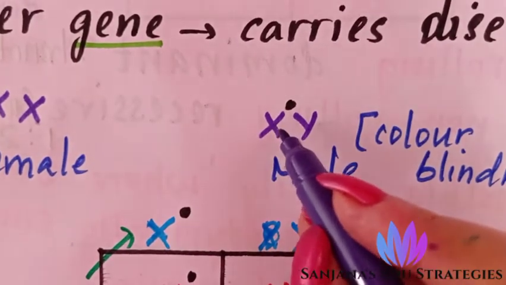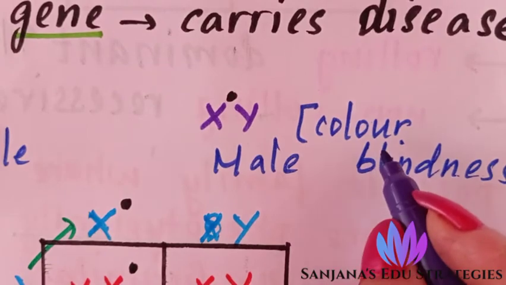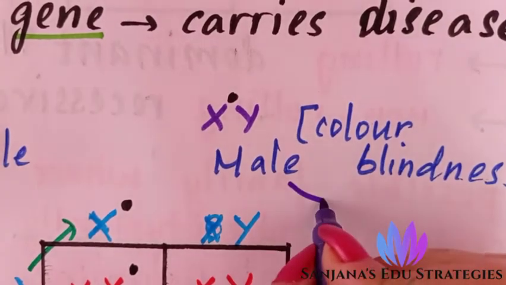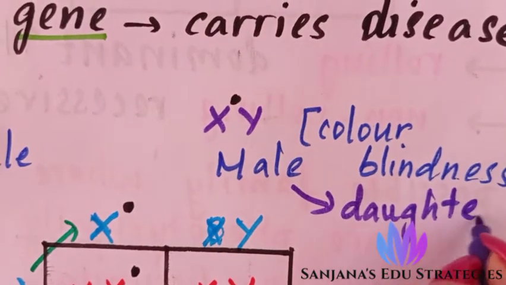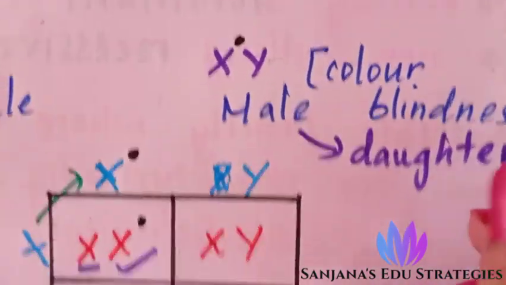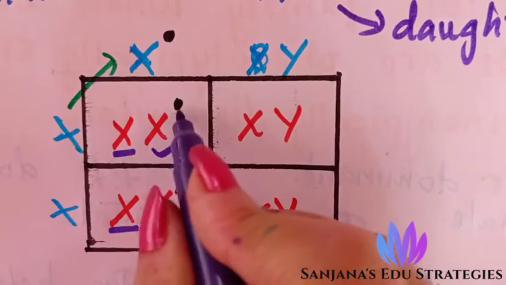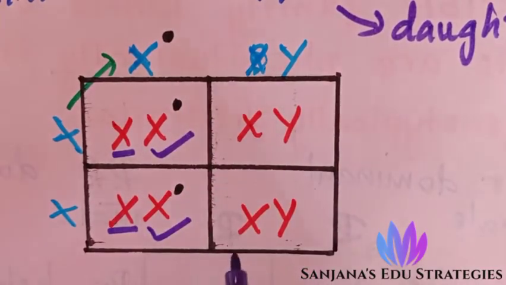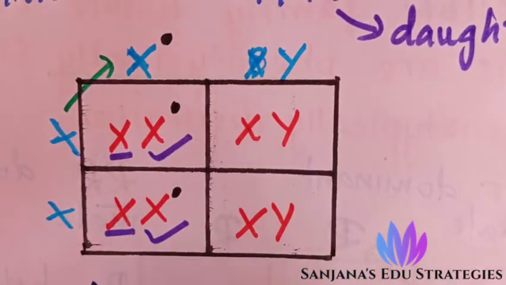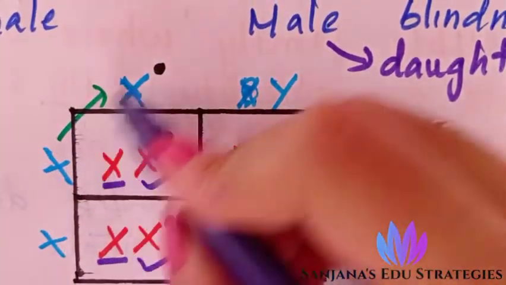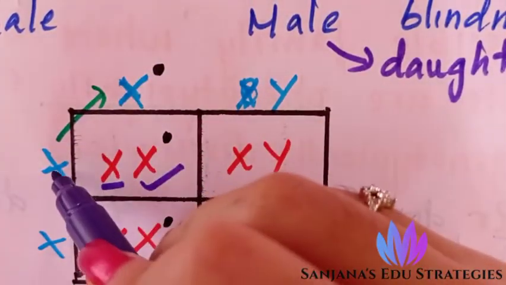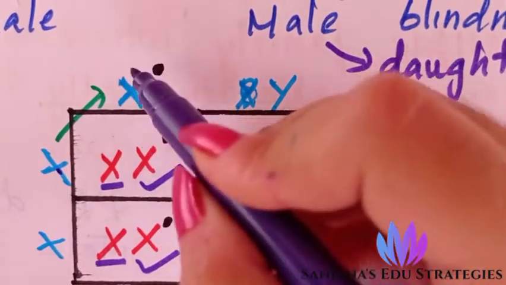The male parent has color blindness. So his daughter won't have color blindness, but that daughter will be a carrier of this gene. That is the meaning. That's why in this direction you have to cross, which means first you write X, then X carrier.